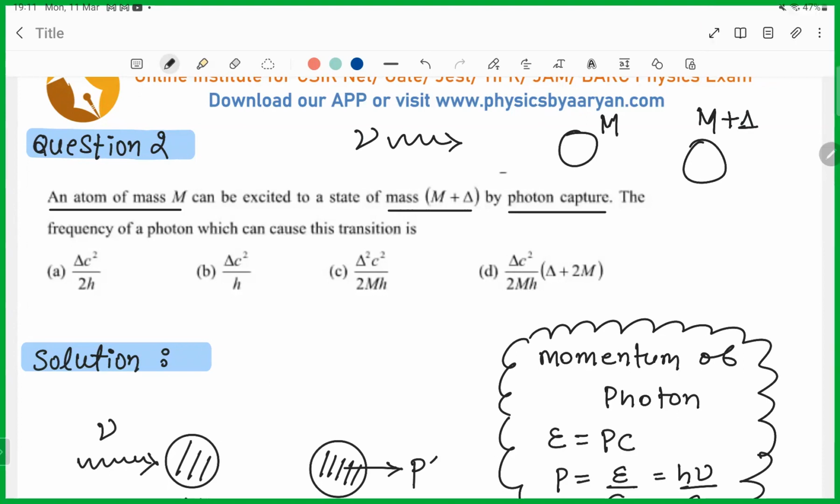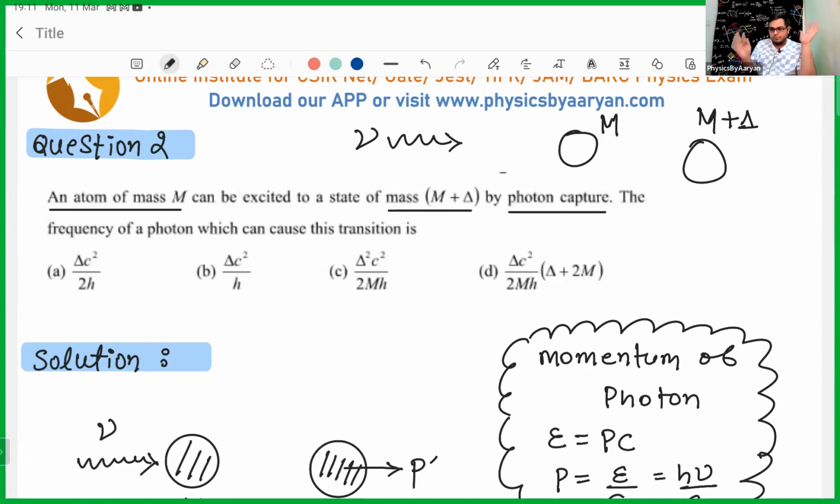Sir, is E equals mc square related here? Yeah. So what is that named as? Mass energy equivalence. So Einstein said that energy can be converted to mass. The energy of the photon gets converted into the mass of an atom. All of a sudden your atom was at mass m, now its mass is m plus delta. So this is what is happening.